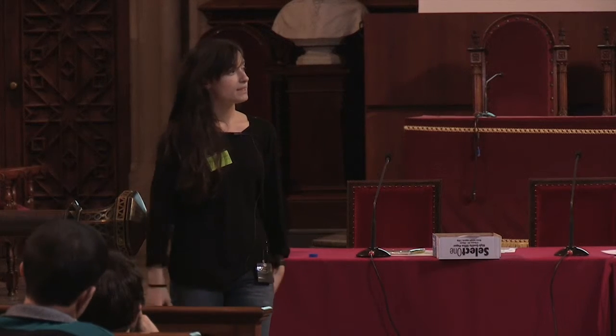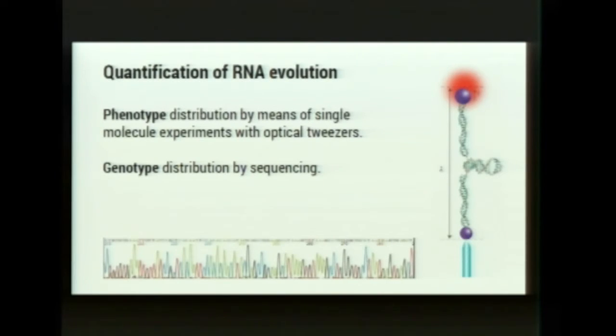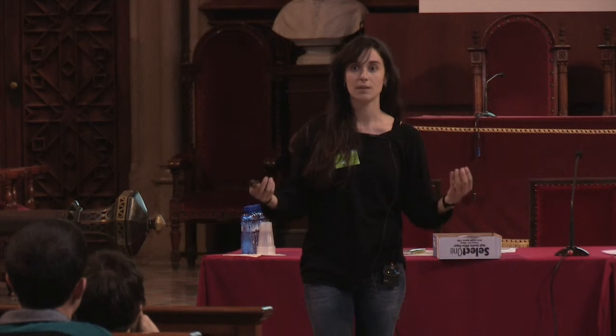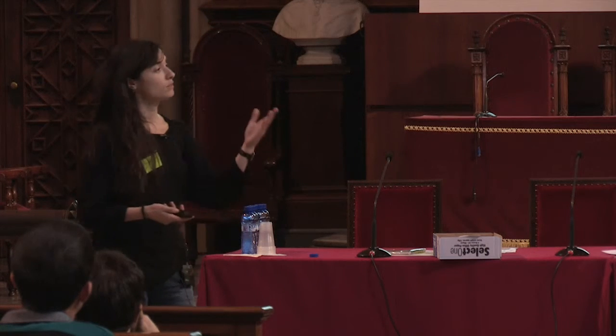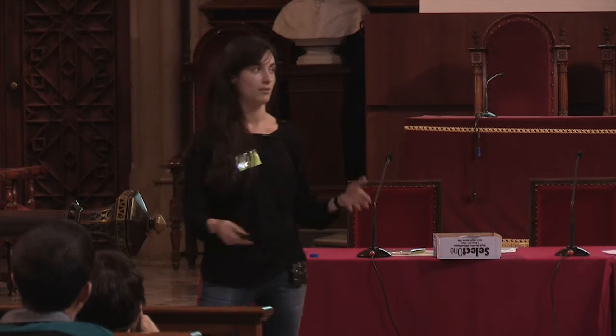Then, by sequencing, I will characterize the genotype distribution of the population, and I will know which amount of information is present in that population. And because we are speaking about a population and there is variation within that population, it makes sense to quantify this variation, and the physical quantity that quantifies variation is entropy. So I will calculate entropy and see how it evolves in time.